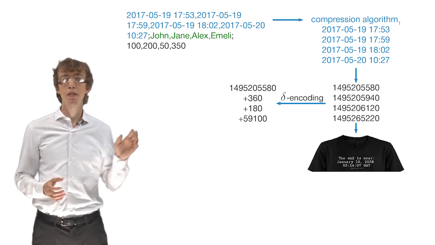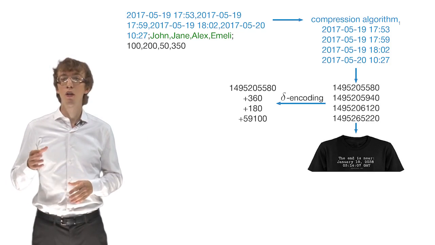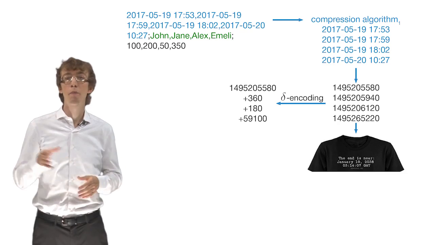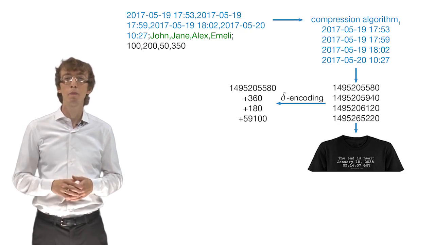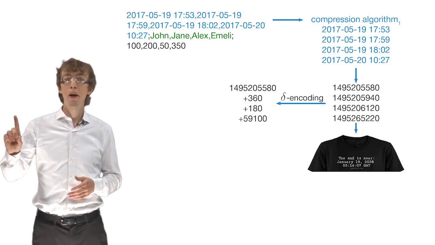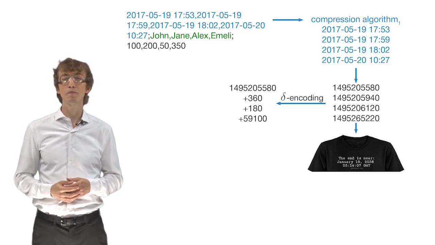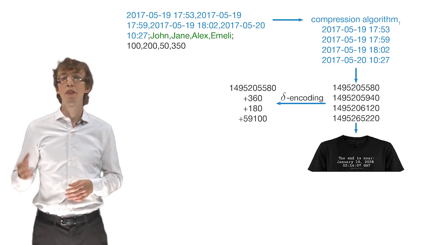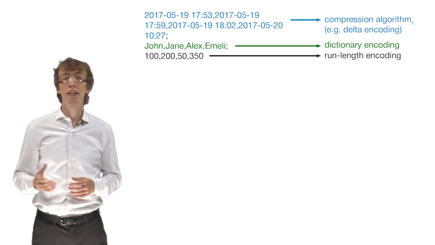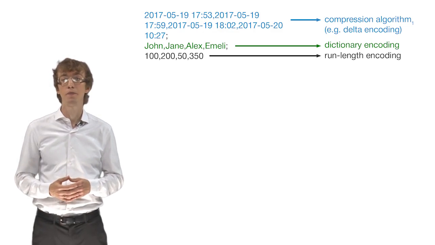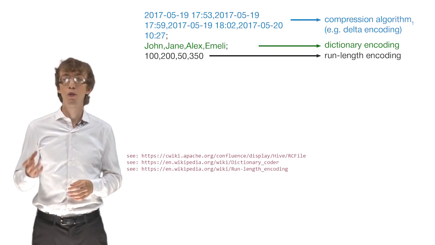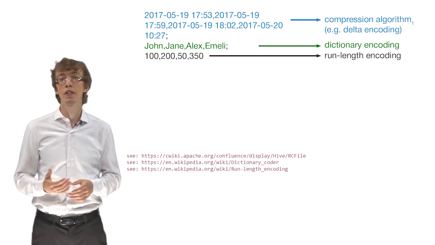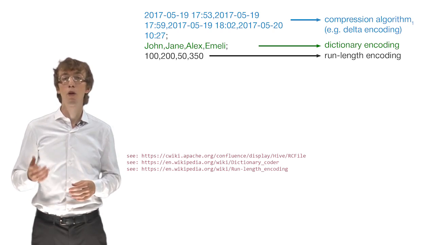Instead of storing plain timestamps, you store the first value and all others are stored as delta values to the previous timestamp. How many bytes you need for delta encoding highly depends on your data, but usually 1 byte per value is enough. The more you know about your data, the better you can compress it. String data types are dictionary encoded and other numeric values are run length encoded. I only highlighted the basic concept to give you an intuition. If you are curious to learn more about RCFile implementation details and compression algorithms, please follow the provided links.